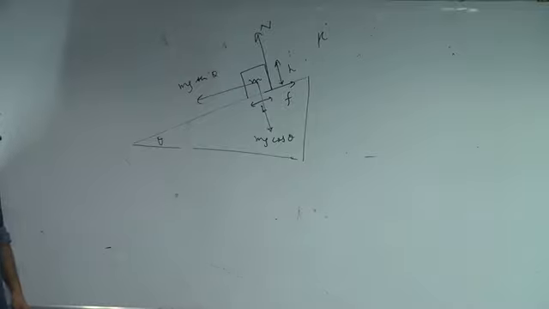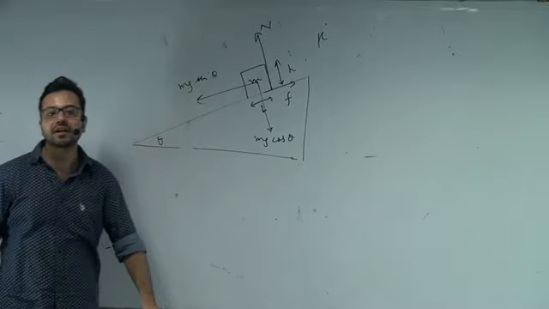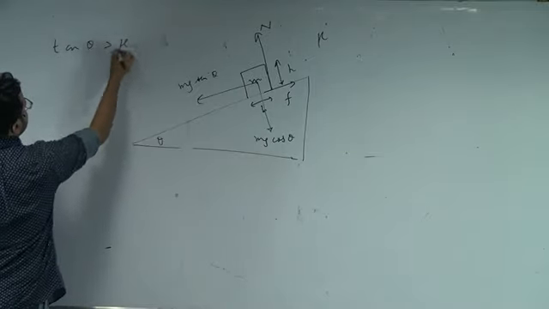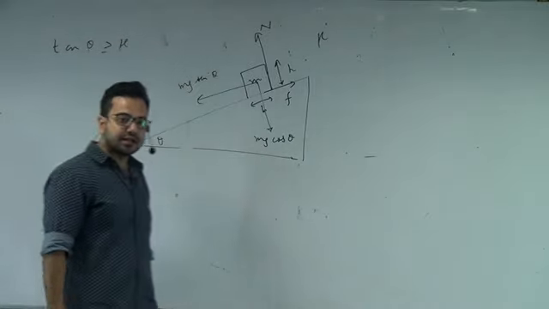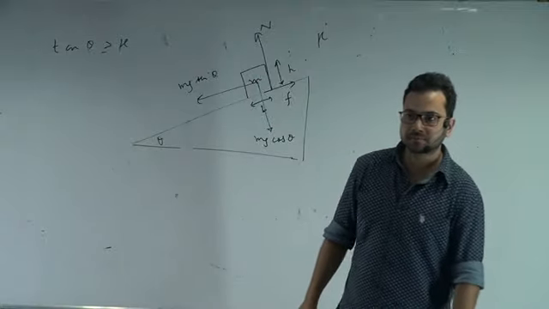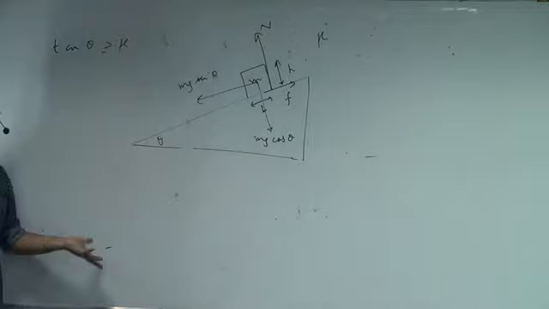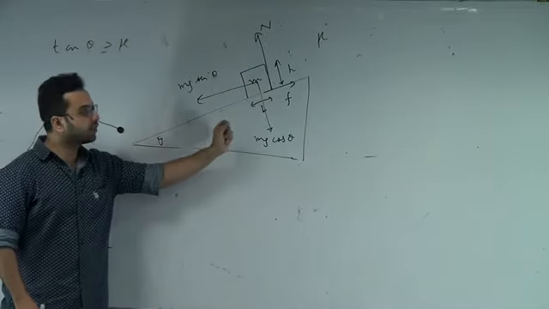First of all, what is the condition for sliding? The condition for sliding is tan theta greater than or equal to mu. That is the condition for sliding. Is there any problem? Okay, so if tan theta becomes greater than or equal to mu, it will slide. Now let's find out the condition for toppling.